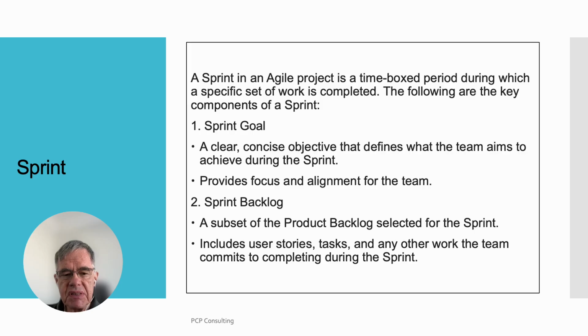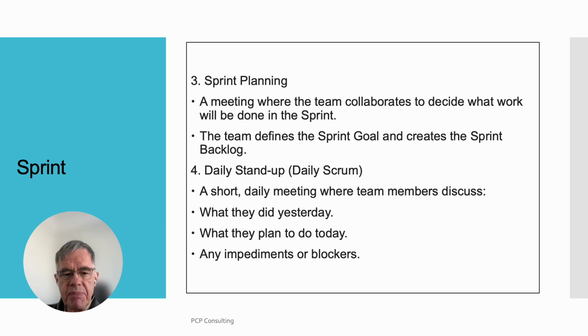Sprint backlog, a subset of the product backlog selected for the sprint. Includes user stories, tasks, and any other work the team commits to completing during the sprint. Sprint planning, a meeting where the team collaborates to decide what work will be done in the sprint. The team defines a sprint goal and creates a sprint backlog. Daily stand-up or daily scrum, a short daily meeting where team members discuss what they did yesterday, what they plan to do today, and any impediments or blockers.